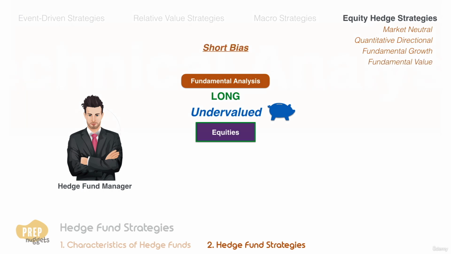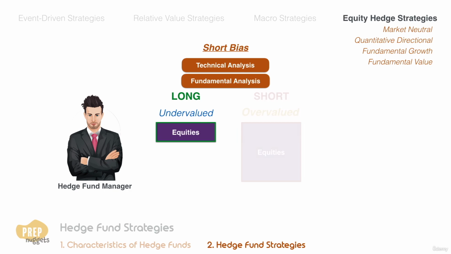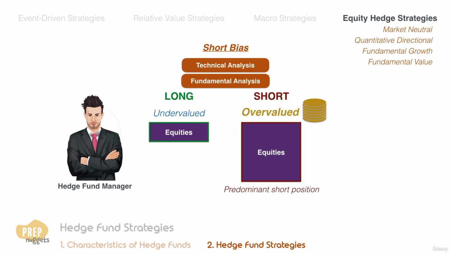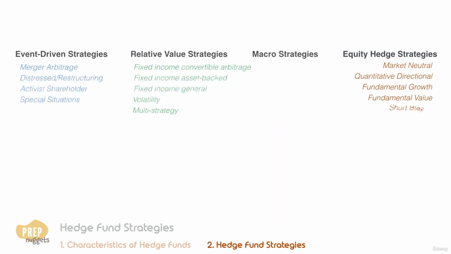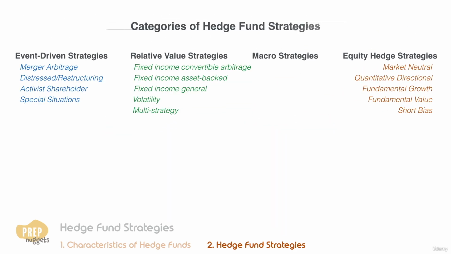Conversely, short bias is the strategy of using technical or fundamental analysis to take predominantly short positions in overvalued equities. The hedge fund may possibly enter into smaller, long positions, but the market exposure is overall negative. And that concludes the four major categories of hedge fund strategies.